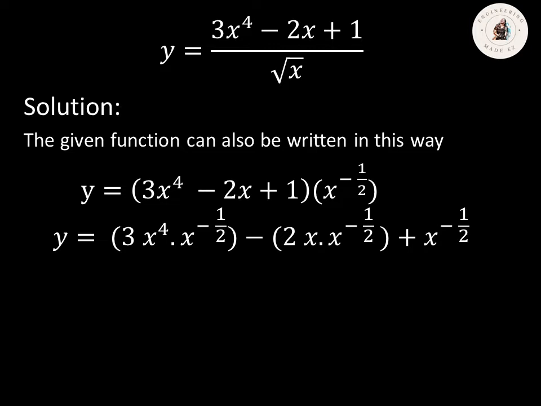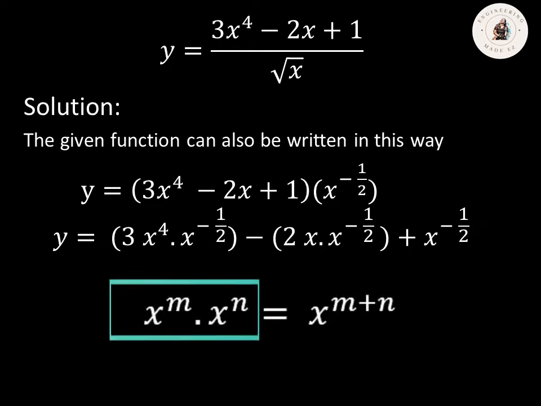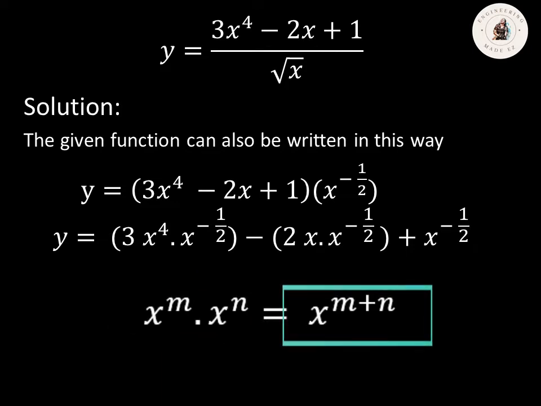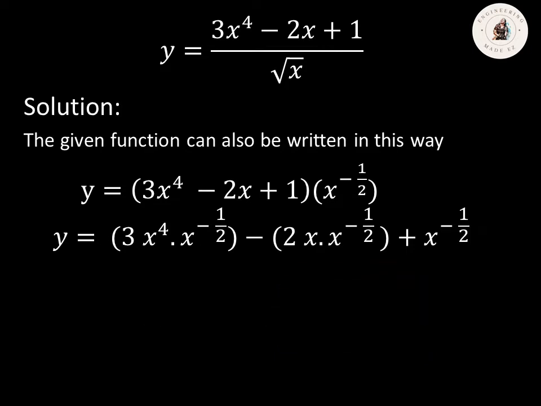To simplify this, we're going to recall the multiplication rule of exponents. If we have x raised to the power of m multiplied by x raised to the power of n, we just add the exponents, so this becomes x raised to the power of m plus n. Applying this concept, for 3x to the power of 4 multiplied by x raised to negative 1 half, we have 3x raised to the power of 4 minus 1 half.